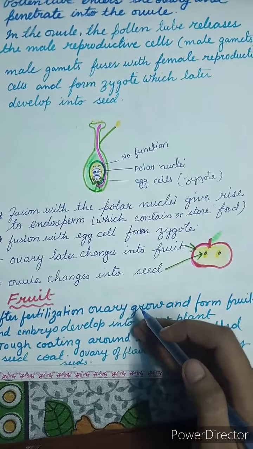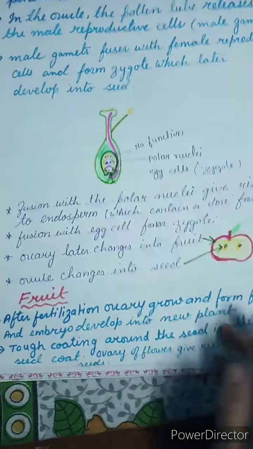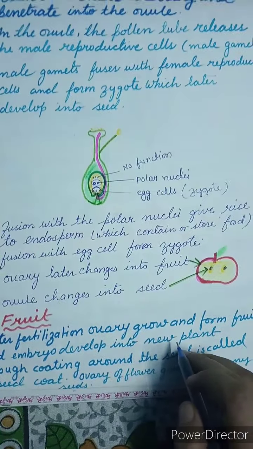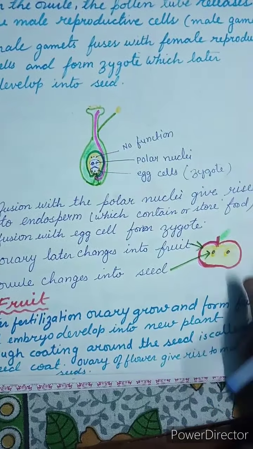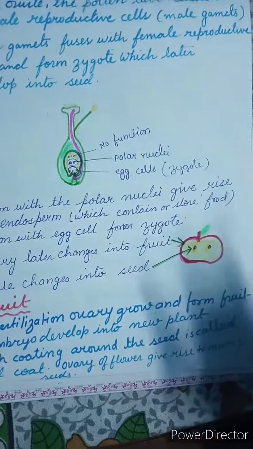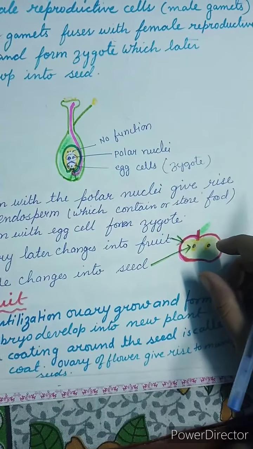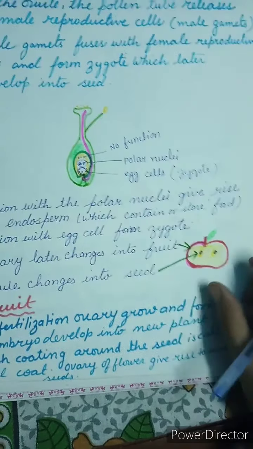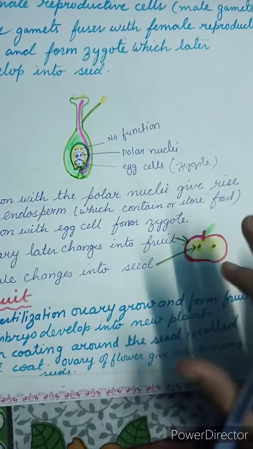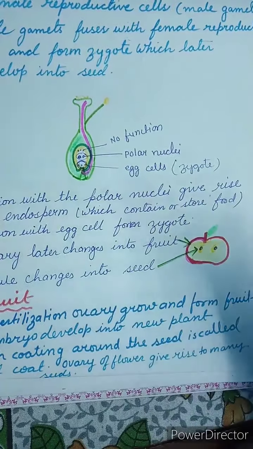After fertilization, the ovary grows and forms the fruit, and the embryo develops into a new plant. There is a tough protective covering around the seed, and that is called the seed coat. In nuts you can see that tough covering. That covering protects the seed, which is why we call it the seed coat. So a seed is the sexual reproductive body of a plant which can be used to grow more plants. So the seed is helpful in the formation of many plants.